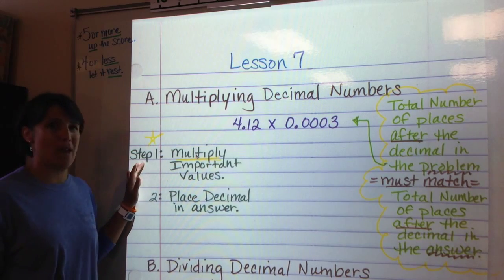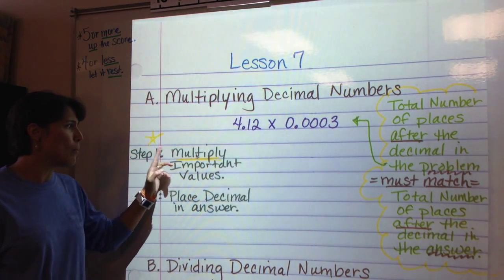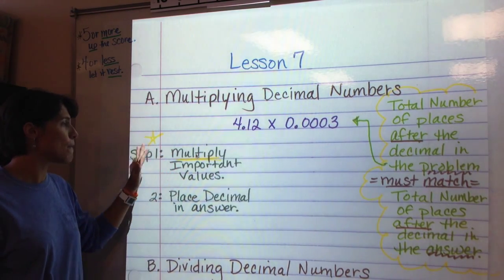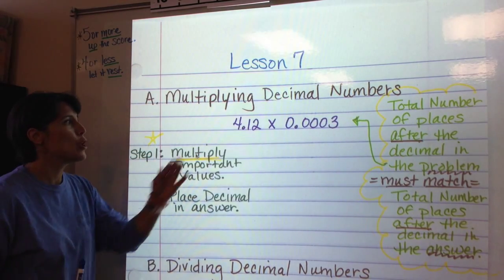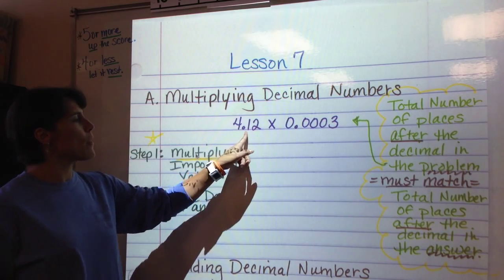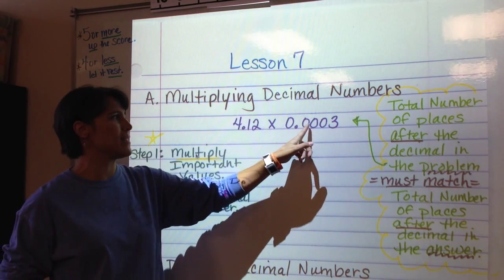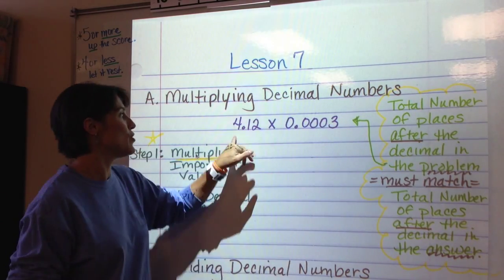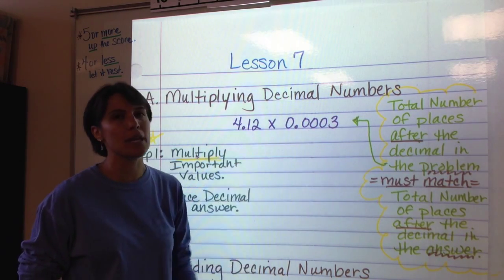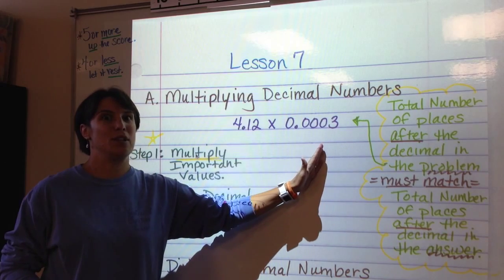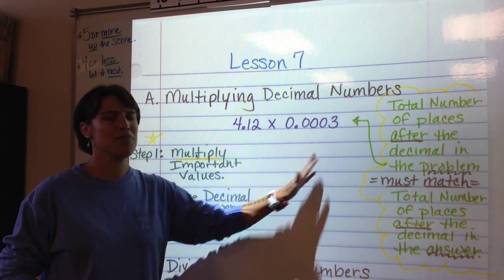Step 1, always, and super important to me: multiply the important values first. Step 1, this means do this first, okay? Look at this example I've given us. 4.12 times 0.0003. Lots of place values in this decimal number, okay?